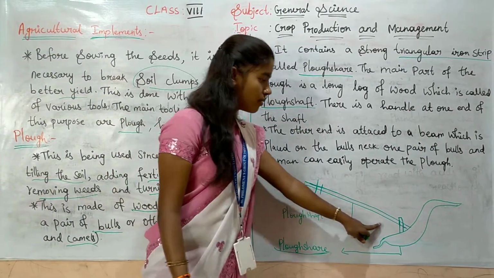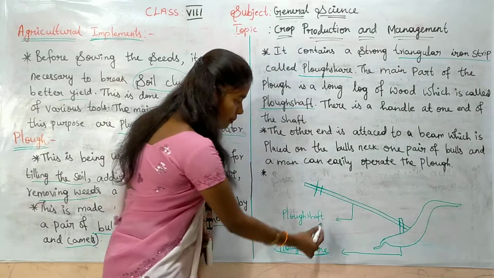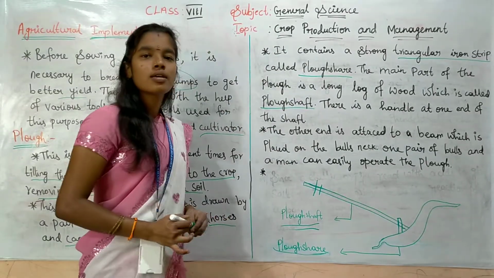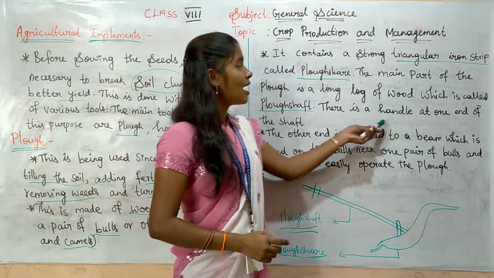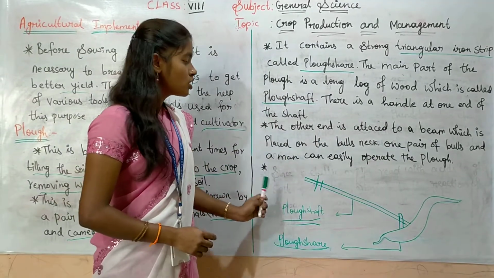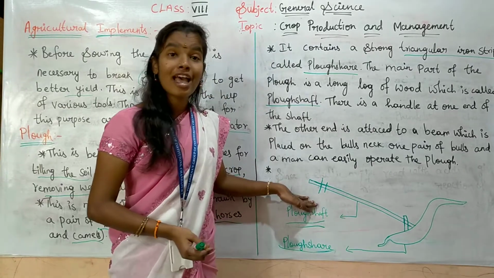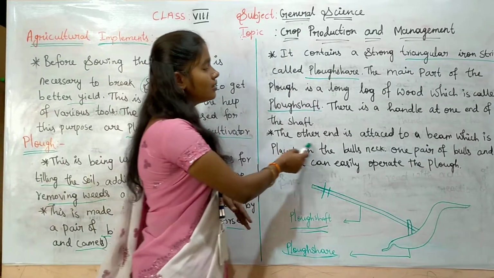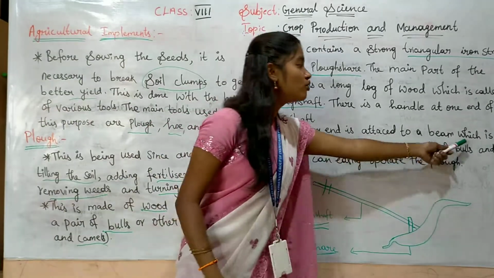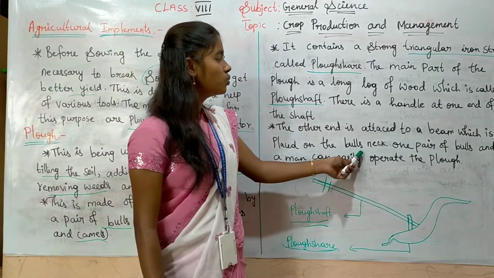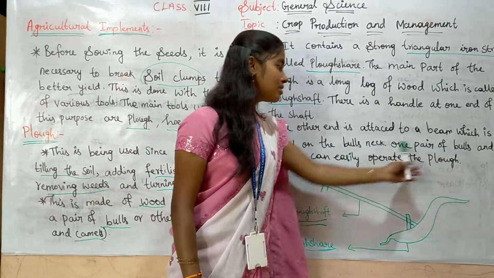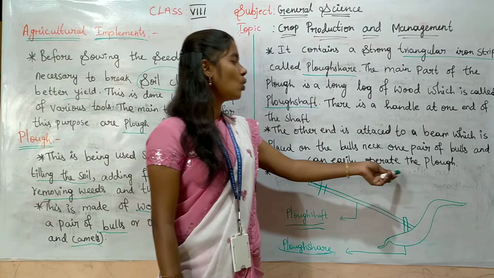So, a long log of wood. This is nothing but the plow shaft. There is a handle at one end of the shaft, and the other end is attached to a beam which is placed on the bull's neck. One pair of bulls and a man can easily operate the plow.